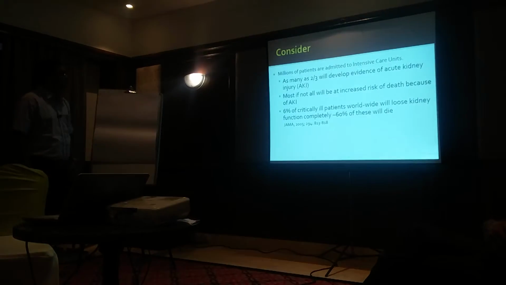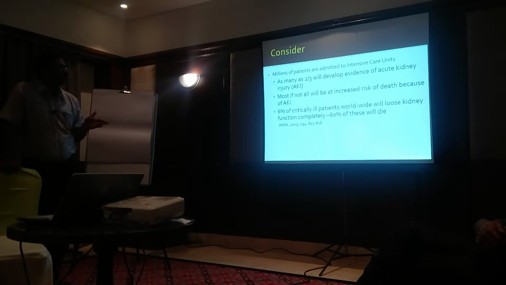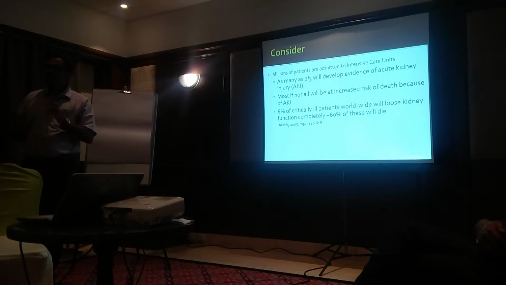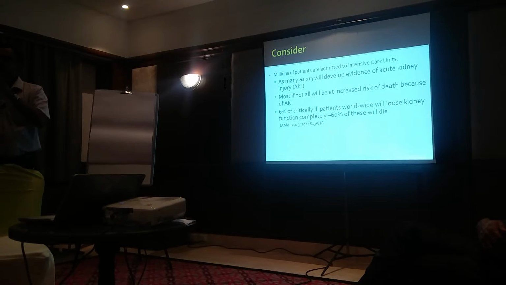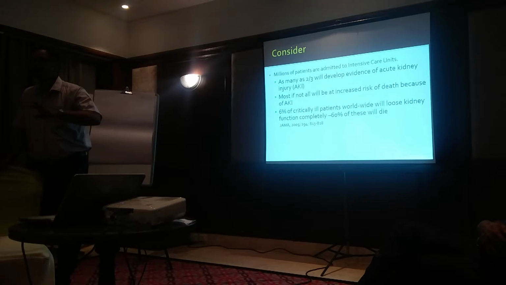Right? So consider that there are a lot of patients who are admitted in the intensive care units. 2/3 of them develop an acute kidney injury. Most of them, if not all, will be at increased risk of death because of acute kidney injury. If you see why patients die in the intensive care unit, one of the reasons, it may not be sepsis related, it may not be cardiac related, it may not be liver related. It can be kidney related itself. The patient can die because of acute kidney injury, any of the complications of acute kidney injury, patients can die. So we do not want somebody to die because of acute kidney injury, because it can be identified, it can be prevented most of the times.